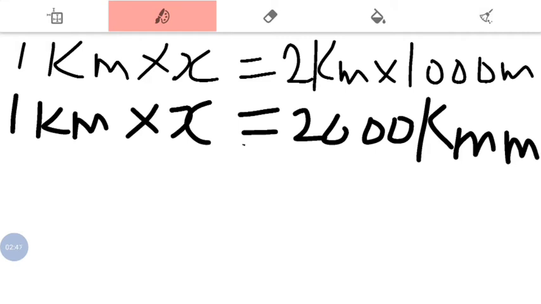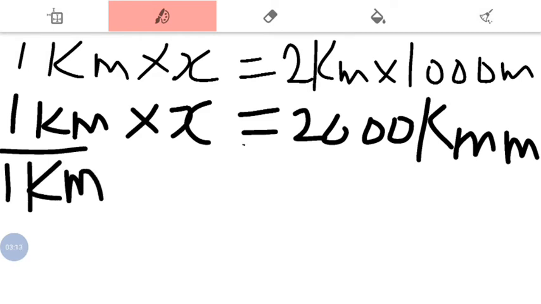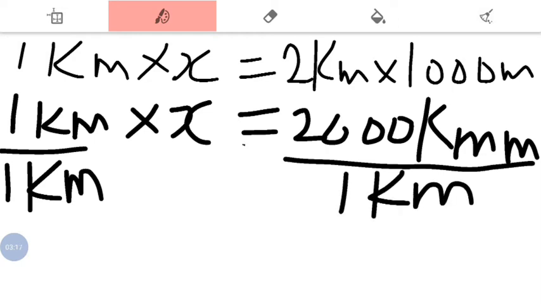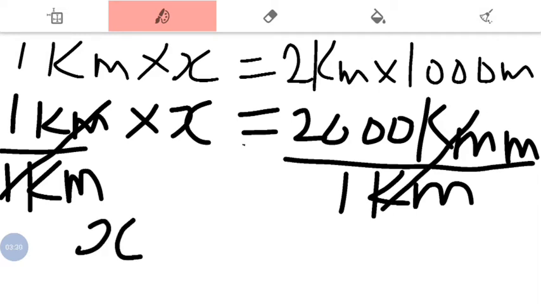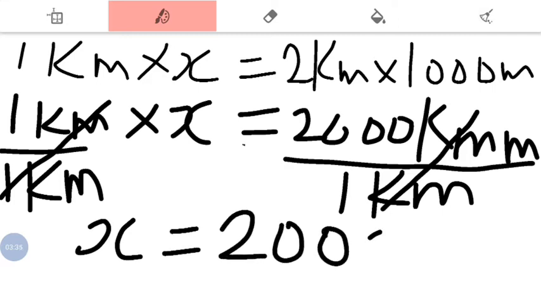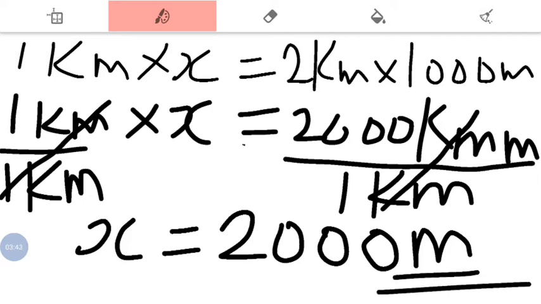Now, since we are looking for x, remember we want to convert 2 kilometers to meters, and since we don't know what the meters is, we represent that with x. The next thing we do is divide both sides by 1 kilometer so that x will be left alone. So we divide by 1 kilometer on both sides. On the left hand side, 1 kilometer cancels 1 kilometer. On the right hand side, kilometer cancels kilometer. So we are left with x equals 2,000 meters. This is our final answer. So 2 kilometers converted to meters equals 2,000 meters.